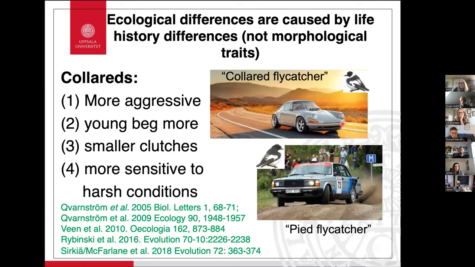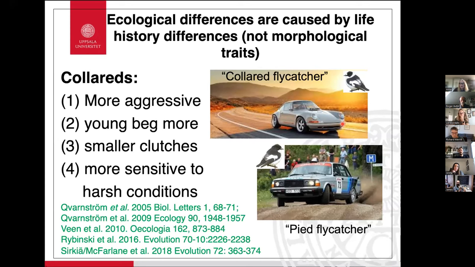So they don't differ in morphological traits. They are both generalistic insect eaters, but they do differ in several life history traits. So the collared flycatchers are more aggressive, their young beg more, they have smaller clutches, and they are more sensitive to harsh conditions. And these differences probably reflect different adaptations to different climates.